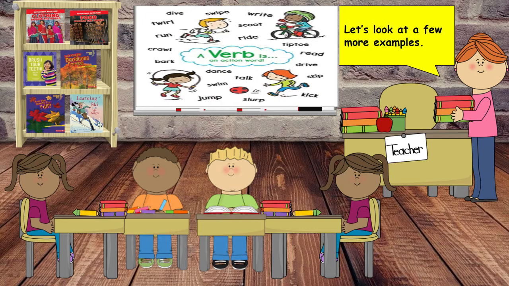Let's look at a few more examples. A verb is an action word, so all these words on the board show action. For example, dive, swipe, write, twirl, scoot, run, crawl, bark, ride, dance, swim, jump, talk, slurp, tiptoe, read, drive, skip, and kick.